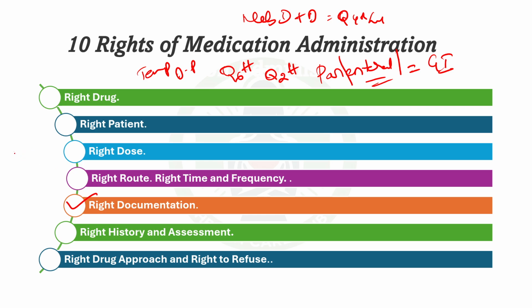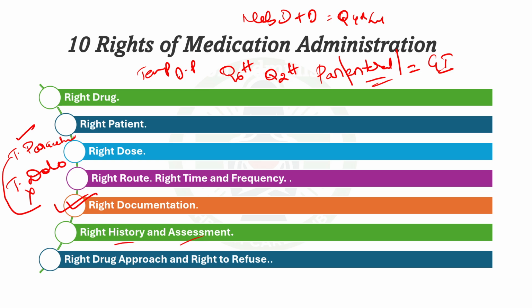For example, I am giving tablet paracetamol, right? Paracetamol I am giving, and while documenting, what I am doing, I am writing it as tablet Dolo. Whether this is a right or wrong method? This is completely wrong method. Whatever drug you have administered to the patient, the same has to be documented. Understood? Then right history and assessment.